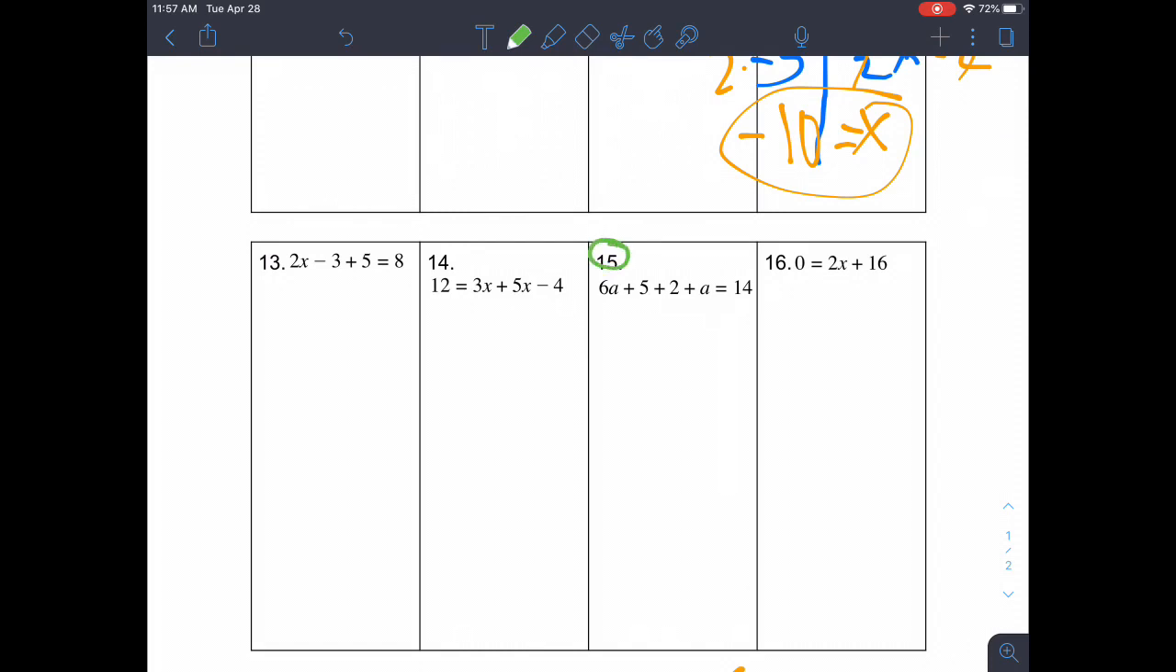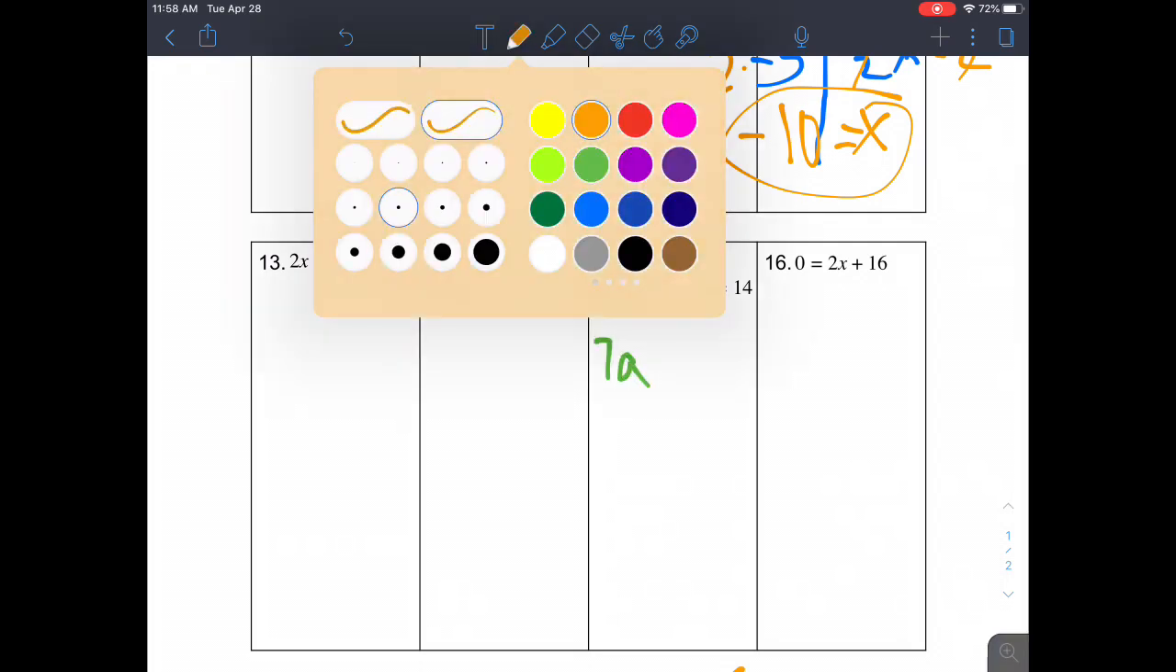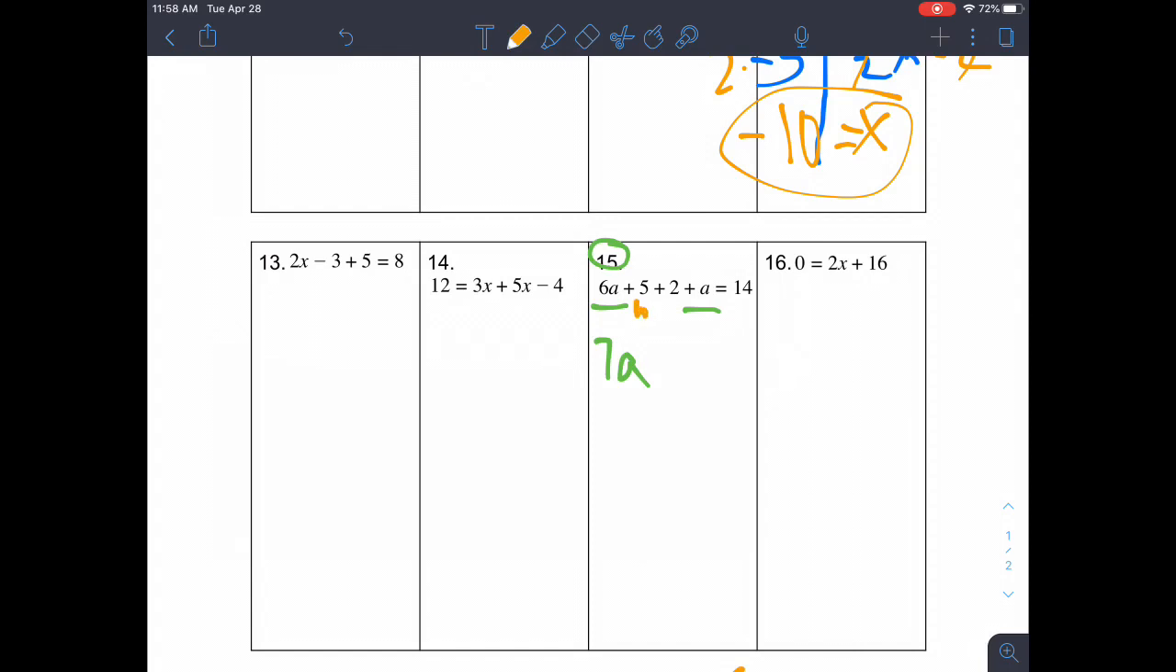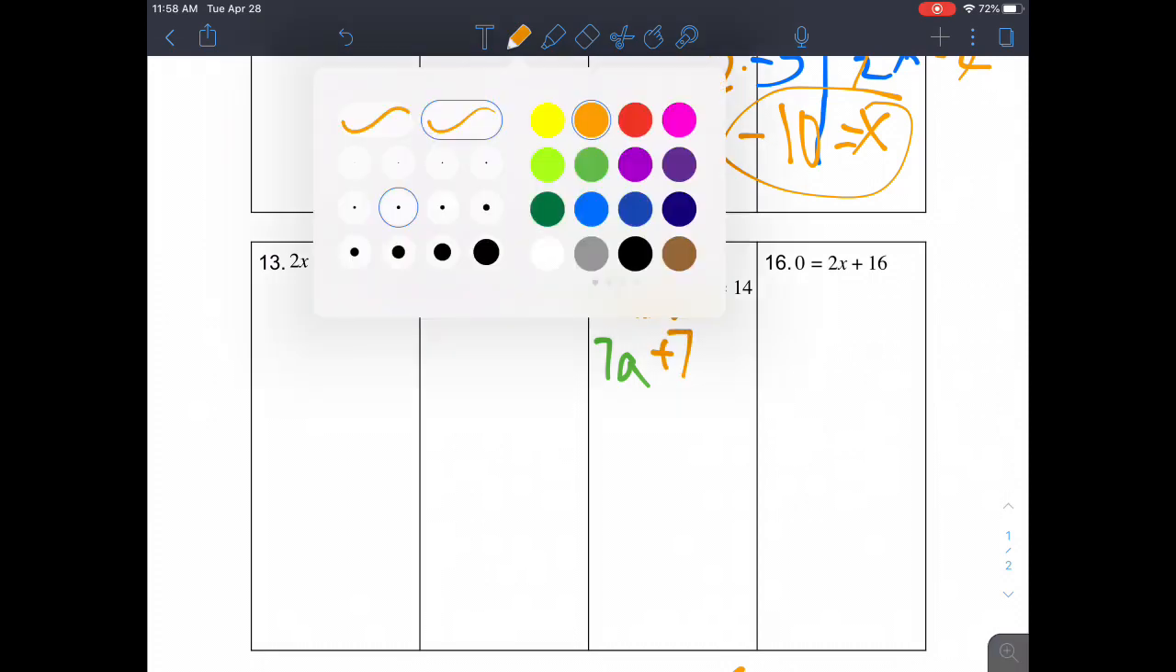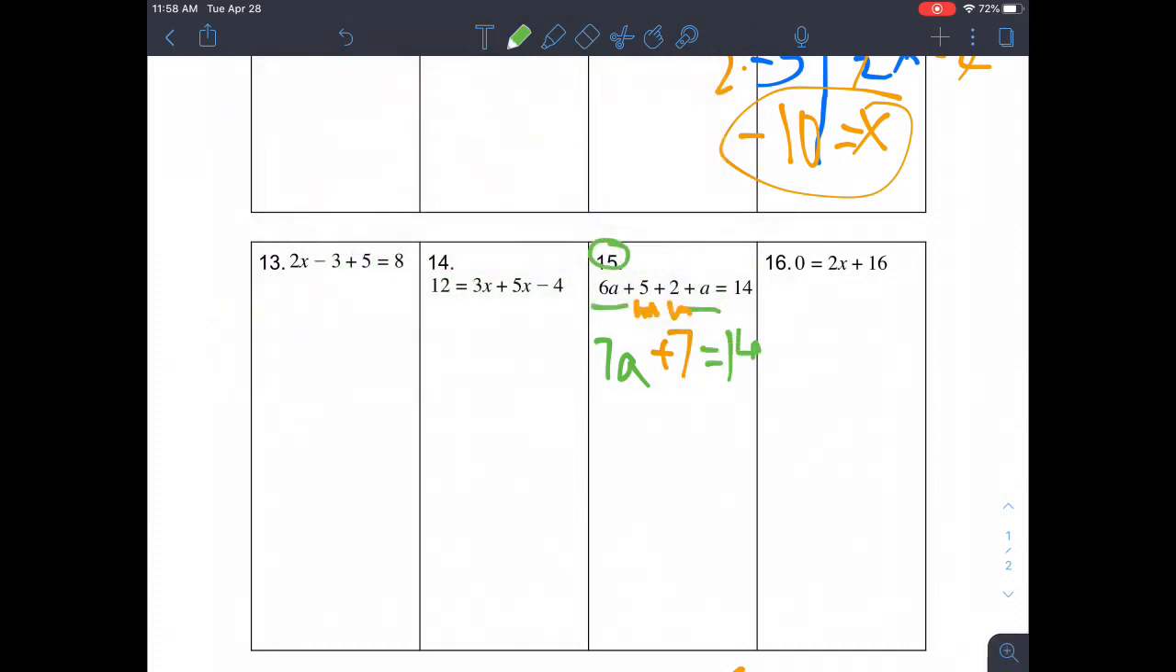So on 15, what can I combine? Can I do 6a plus 5? No way. Can I do 6a plus 2? Nope. Can I do 6a plus a? You bet. If I have 6 a's and I add one more a, that's 7 a's. Can I add anything else together in this row? Can I combine 5 with anything? Oh yeah, plus 2. 5 plus 2 is 7. So we've got 7a plus 7 equals 14.